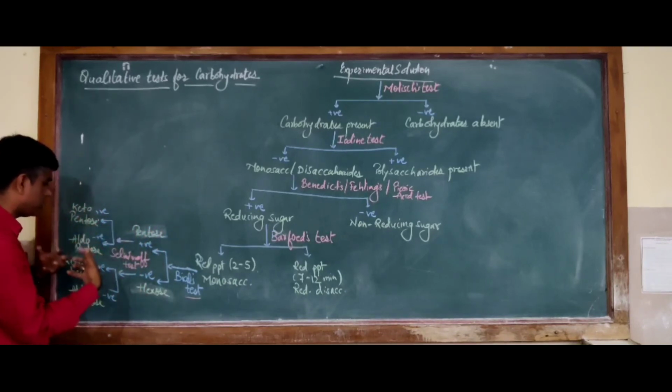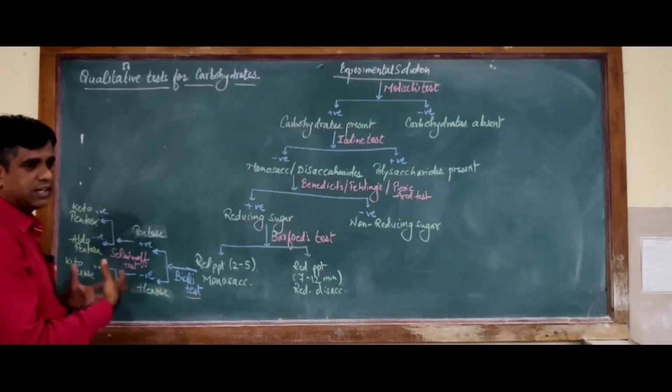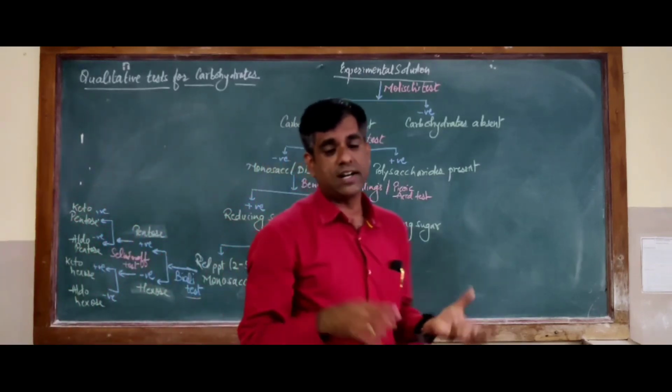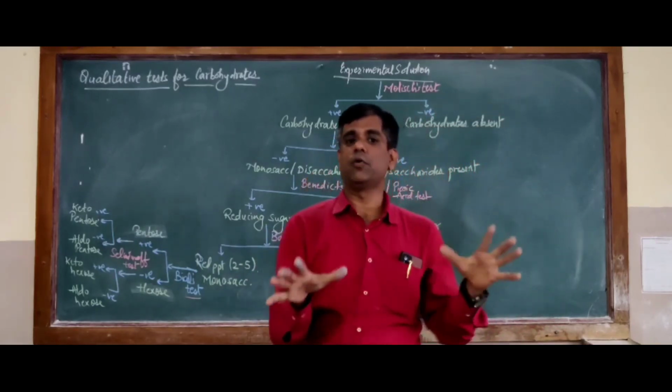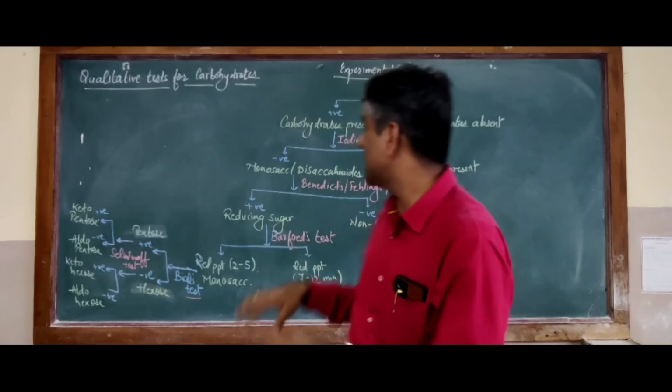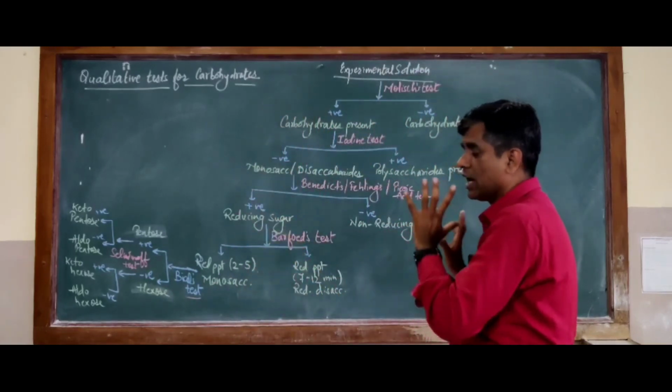For both, you can go for Seliwanoff's test to find out whether it contains the ketose group or the aldose group. So you can come to a conclusion about whatever sample is given to you, which carbohydrate it contains.